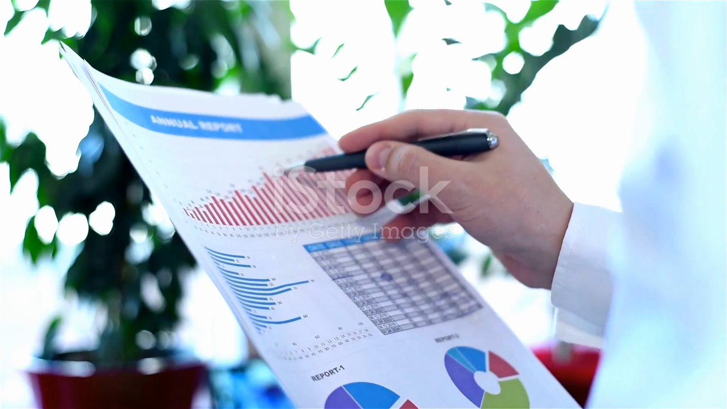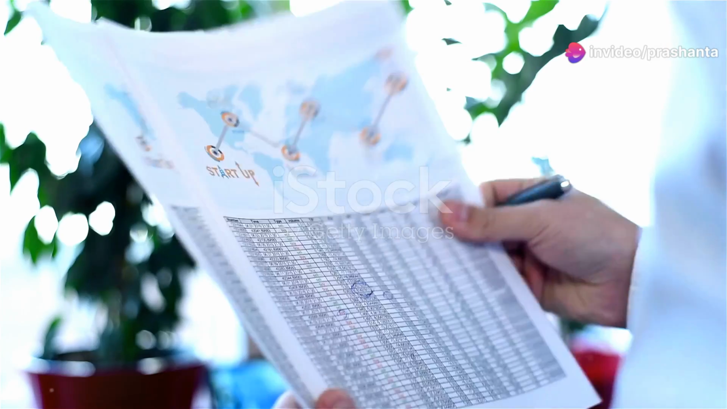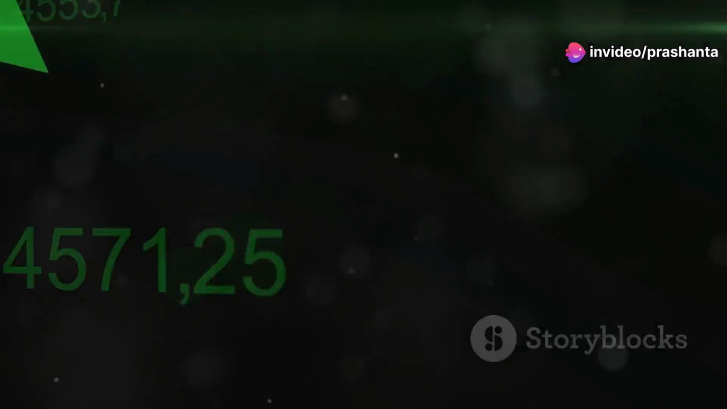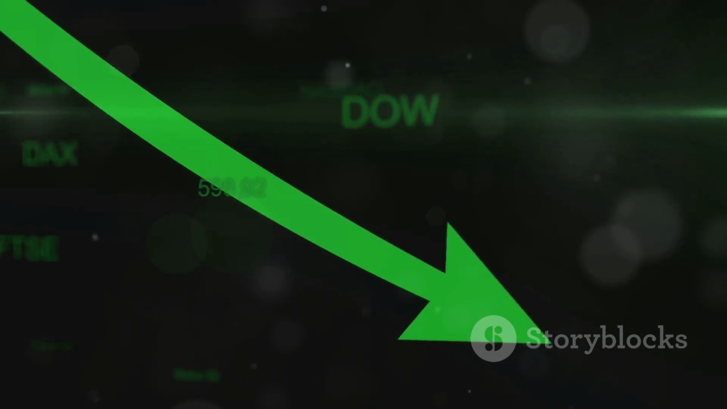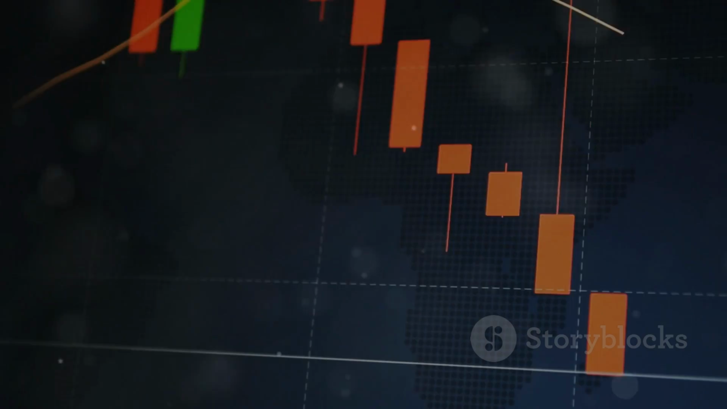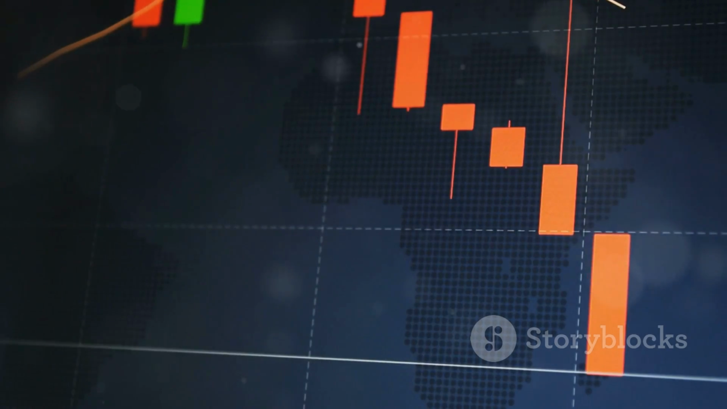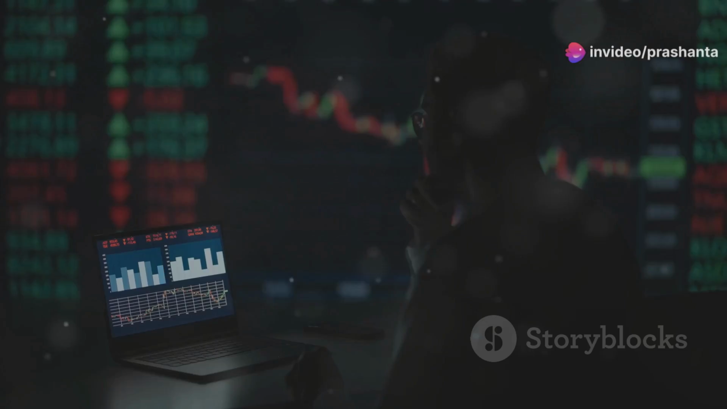Now, I know this might seem a bit complex at first, but trust me, once you grasp these basic concepts, the world of options trading will start to make a lot more sense. Remember, with call options, you're bullish, betting on the price to go up. With put options, you're bearish, betting on the price to go down.